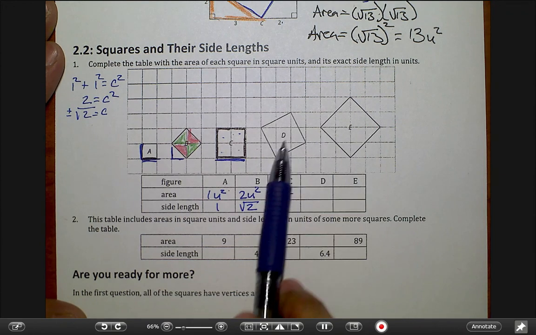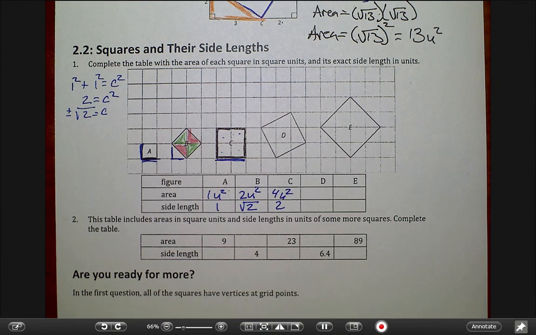All right, next one, D. Let's see if you could actually figure out D. You got to show me how, too. Do it the same way I did B. If you do it the same way I did B, you got to be creative on it.